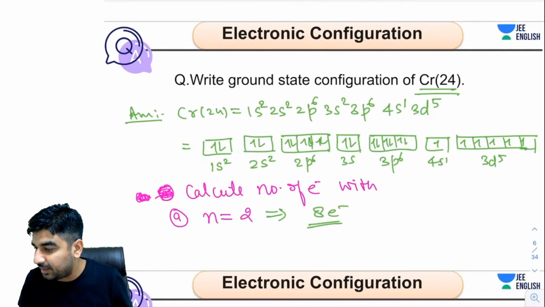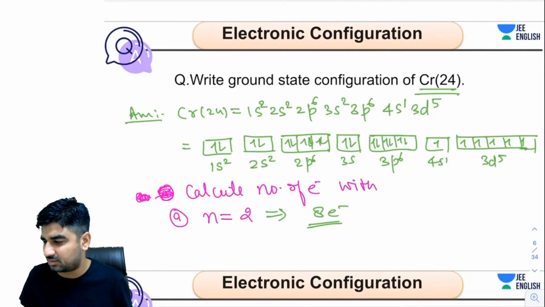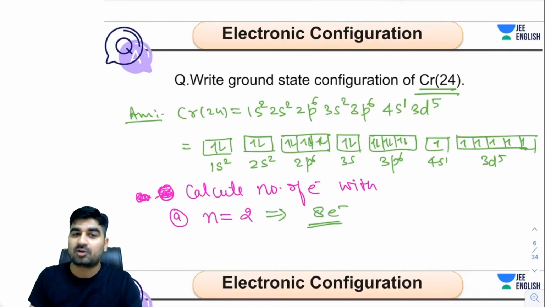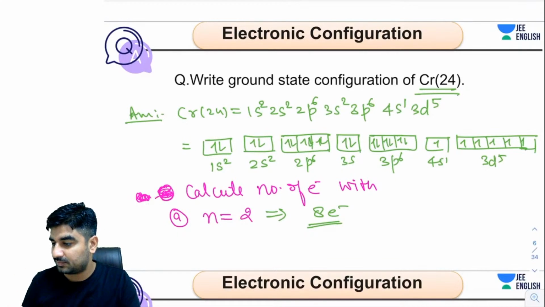So you got it right, Aman? No, it's not right. I know, Aman, you are using the correct formula, but here you don't need this formula. That formula is applicable for everything.